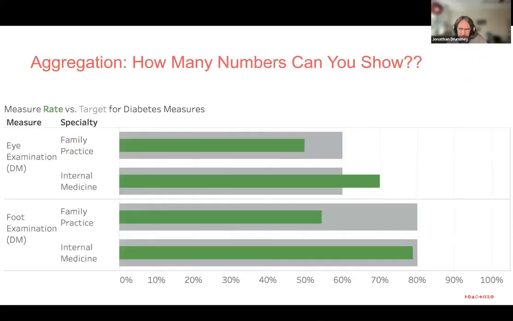So another piece of aggregation is thinking about the level of detail of the data that we want to show. And here I have an example where we have, these are examination rates for patients with diabetes, for their eyes and feet, for blindness and neuropathy. And we have the rates in green and the targets in gray. So there's basically 8 numbers we're displaying on this visualization, and it doesn't tell us much about what the individual practitioners are doing with this data.